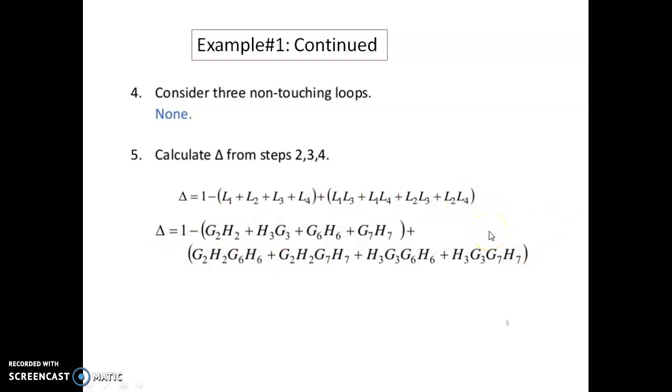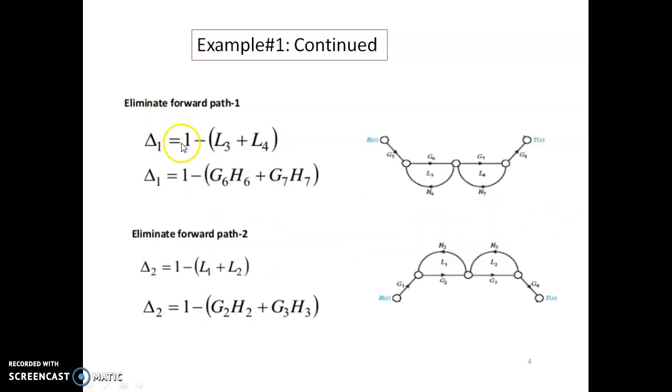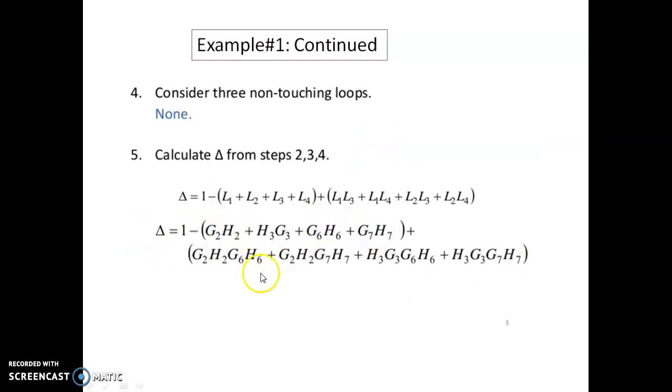The next step is to calculate delta 1. For delta 1 we are considering forward path P1, and for delta 2 we are considering forward path P2. Considering means we are eliminating that path. So for delta 1 we eliminate forward path P1, and we cross-verify with respect to delta. Yes, 1 minus, as it is, L1, L2, L3, L4.